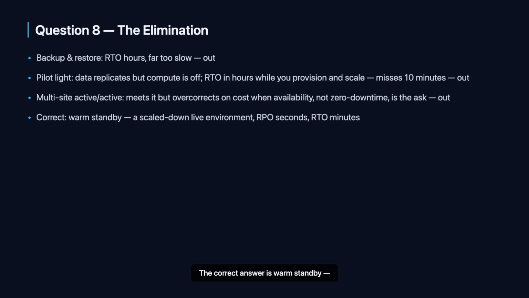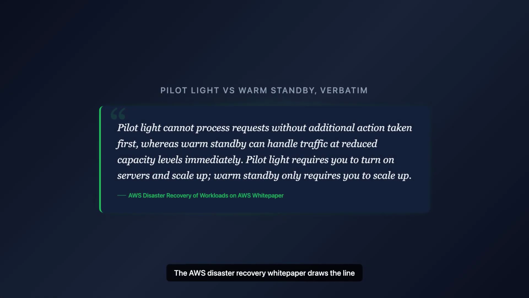The correct answer is warm standby, a scaled down but production environment that gives you seconds of RPO and minutes of RTO. It's the generator already spinning, ready to take load. The Amazon Web Services Disaster Recovery White Paper draws the line precisely. It says Pilot Light cannot process requests without additional action taken first, whereas Warm Standby can handle traffic at reduced capacity immediately. Pilot Light means turn on servers and then scale up. Warm Standby means only scale up because everything is already running. That single word, running, is what separates the two. And it's what the exam tests.